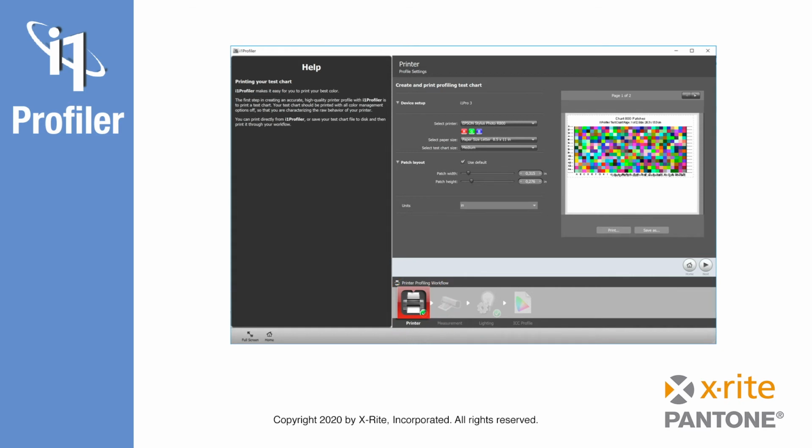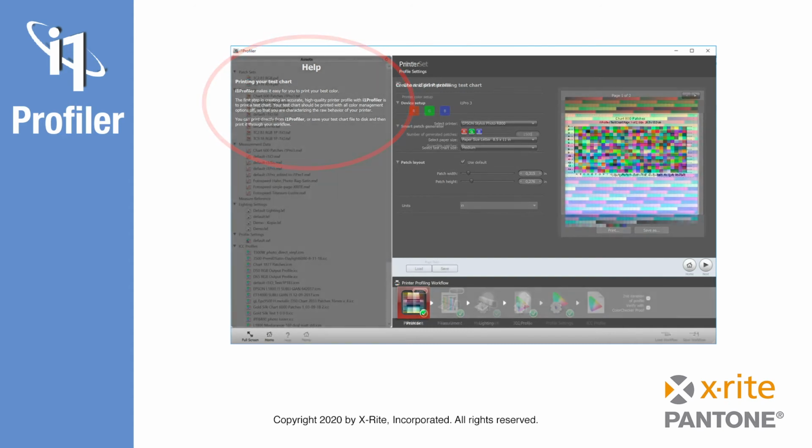i1Profiler also contains integrated help. In basic mode, the help is displayed by default on the left-hand side of the screen. When moving the mouse over an option, the help dynamically provides an explanation of the selected option.